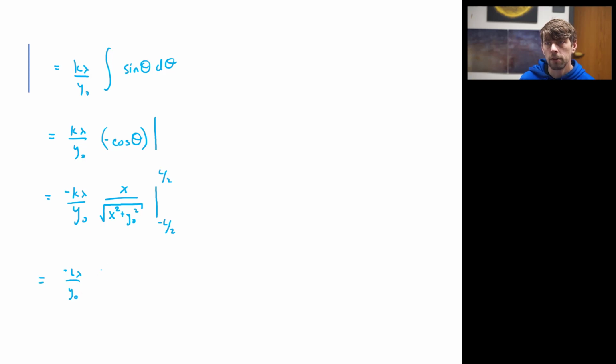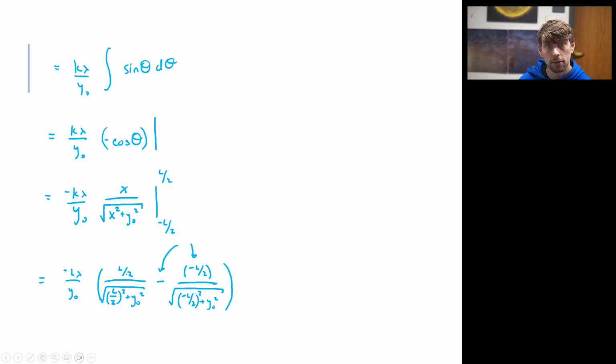Because we have here, again, L over 2 divided by L over 2 quantity squared plus y naught squared, square rooted. Right? And then we have minus a negative L over 2 over negative L over 2 quantity squared plus y naught squared square rooted. And here you notice I have a negative sign and a second negative sign, so I'm minusing. So I get a plus, a positive.